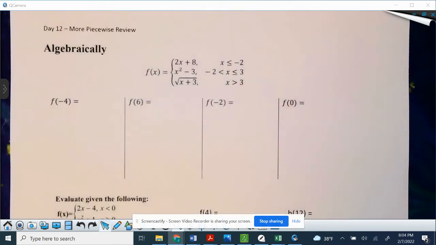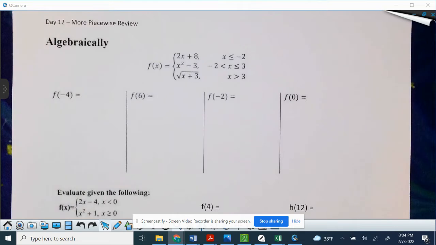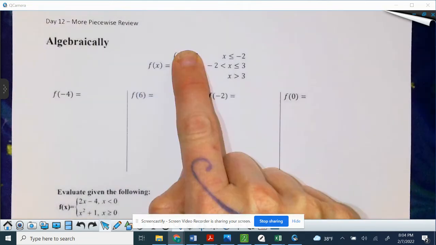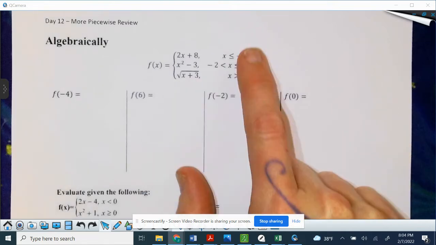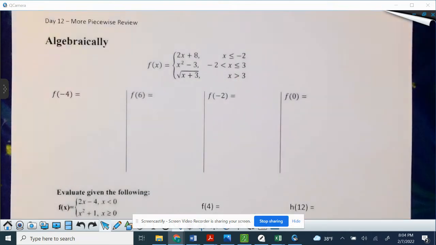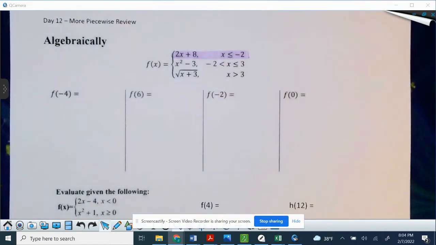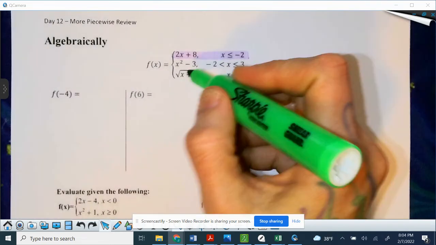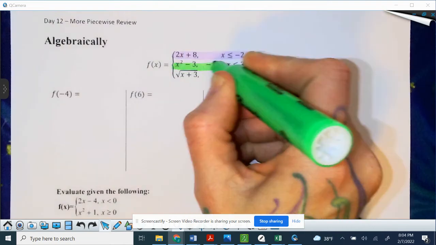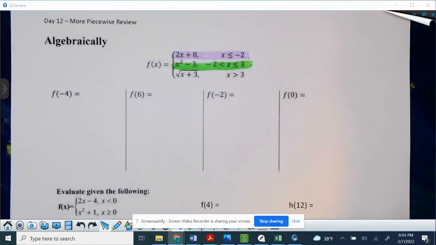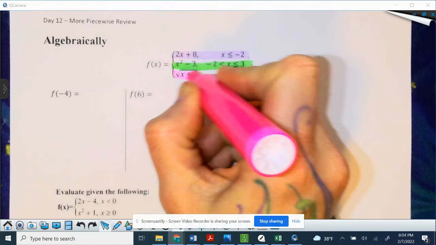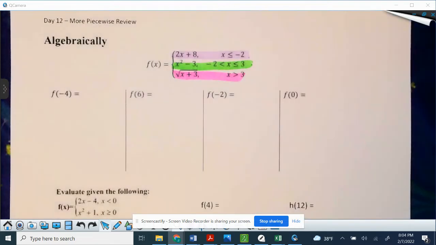Okay, guys, so a little more review on algebraically solving and how to differentiate for piecewise functions. So we have a function f of x that has three different equations with three different mini domains. I'm going to highlight each one separately so they're easy for us to notate without having to read out all the numbers. So I'm going to do purple, green, and pink, so we can discuss openly about which one goes with what.